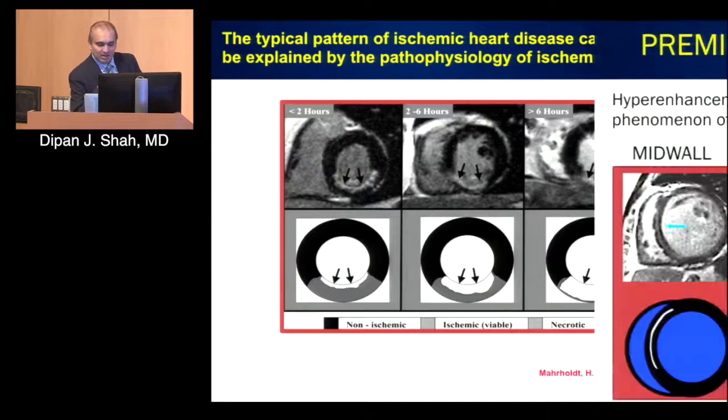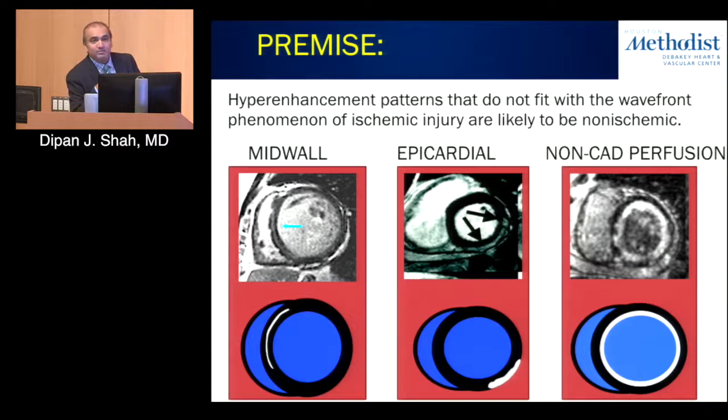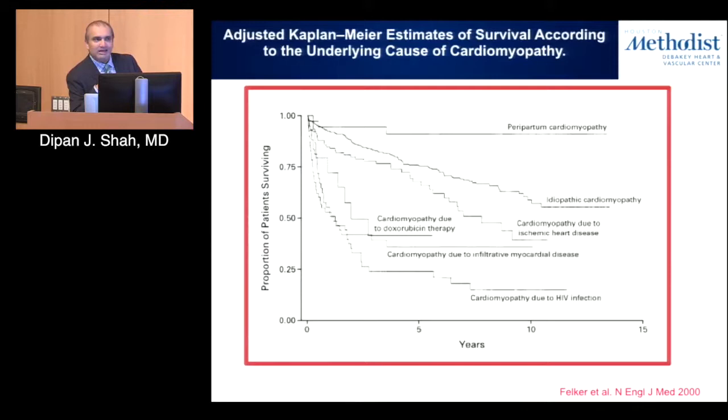Now, the issue is, what if we see a pattern of fibrosis or hyperenhancement that's in the middle of the myocardium? That's a clue that this is not due to coronary disease, that this is due to something else. What if we see a pattern of fibrosis that's epicardial, so in the outer wall of the myocardium, or we see a pattern that's diffuse, global subendocardial? It would be unusual to get this due to coronary artery disease. And so in the setting of non-ischemic, we actually look at the pattern of the enhancement, and that can help us to identify potentially the underlying etiology of the non-ischemic cardiomyopathy.